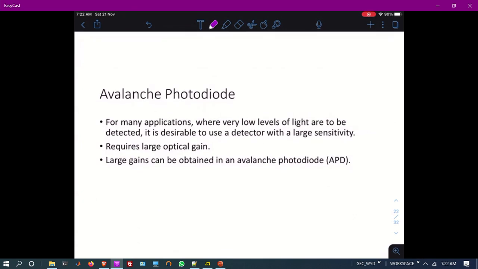Next, we are going to look at avalanche photodiode. Why we want to use avalanche photodiode is, the pin diode doesn't give too much of a gain. Maybe for one photon which is incident, it might give one electron as output. Now if you want to detect very feeble light, then for each photon incident you need to create a large amount of current, otherwise it might not have enough current to be detected even in the ammeter. So to do that, we need to have the gain, and the gain is obtained using avalanche photodiode. For many applications where very low levels of light are to be detected, it is desirable to use a detector with large sensitivity, and that requires a large optical gain, and large gains can be obtained in avalanche photodiode.